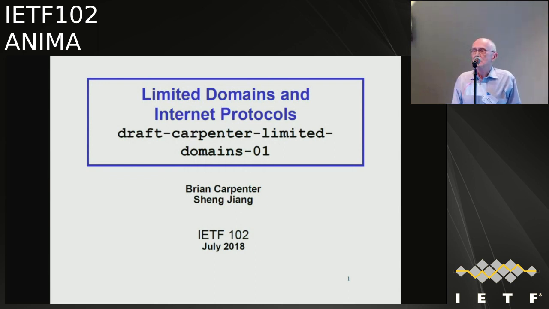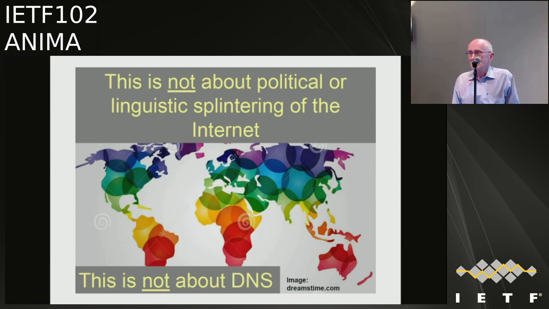Okay, so I should say before we start that this draft is not labeled ANIMA, because it's talking about an issue that I think is much, much wider than just ANIMA. But if it isn't solved in the wider space, we have to solve it for ANIMA anyway. So this is not about splintering of the internet. This is not about DNS domains. This is just about domains. Next one, please.